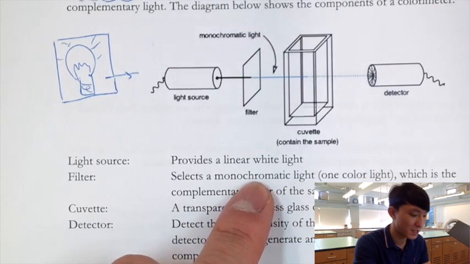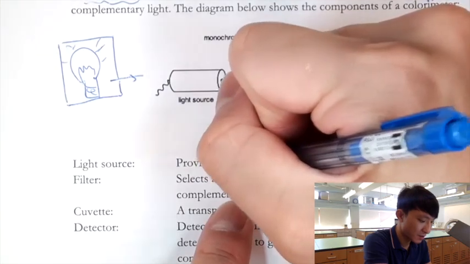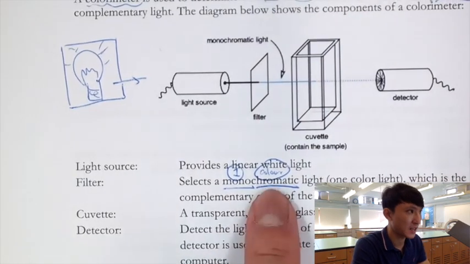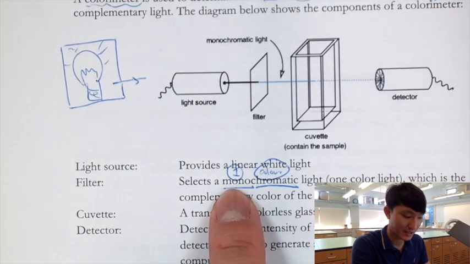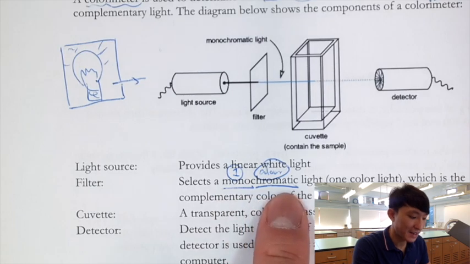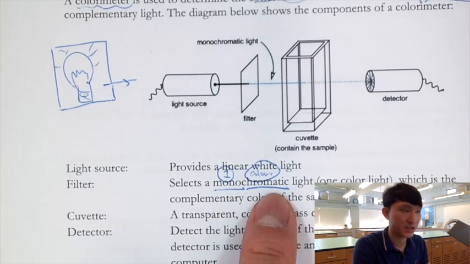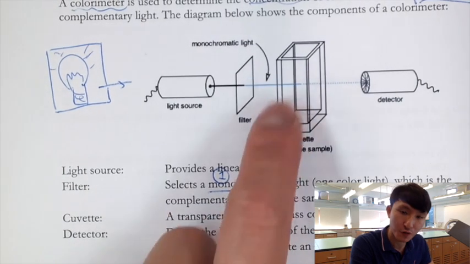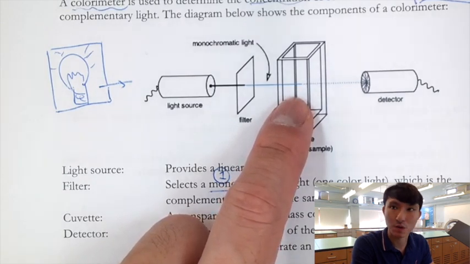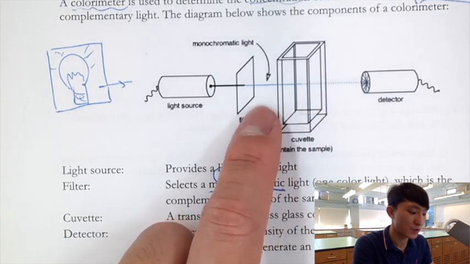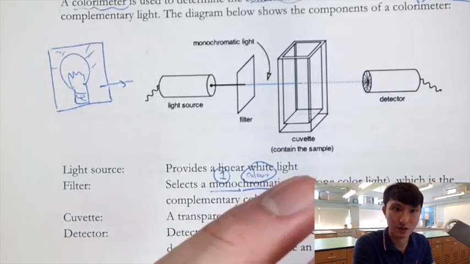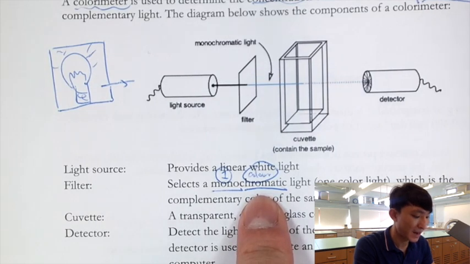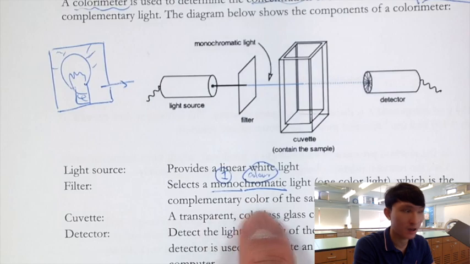Now what do you mean by monochromatic light? Mono means one, right? One. And chromic means color. So that means a light with a single color. Alright? And the reason why we are choosing a particular color is because we try to choose the complementary color of the sample, so that the result will be more obvious, and we will not have other color that complicates the result or complicates the spectrum. So we choose a monochromatic light, which is the complementary color of the sample color.